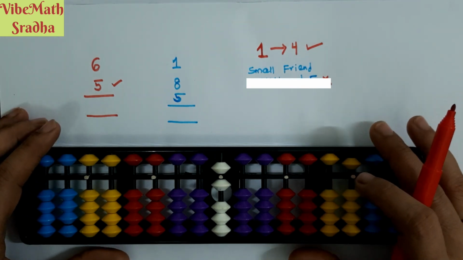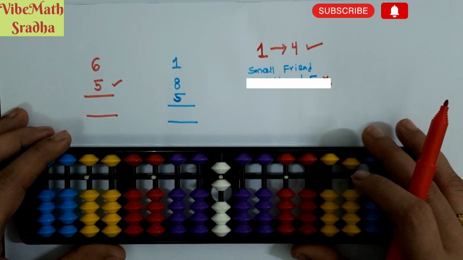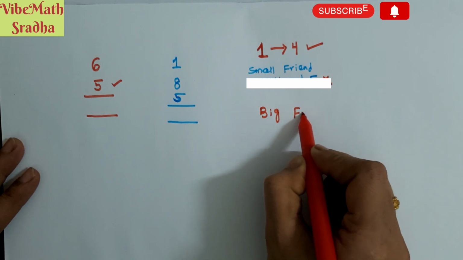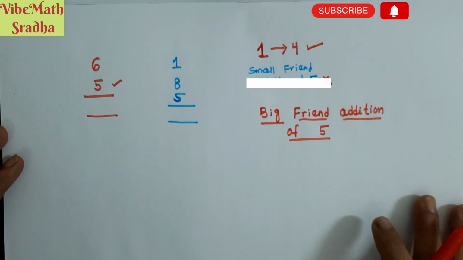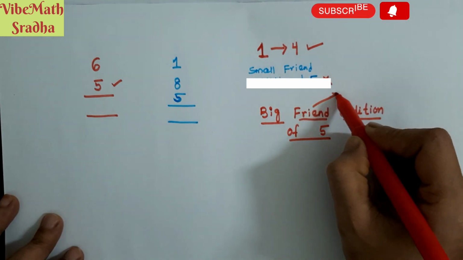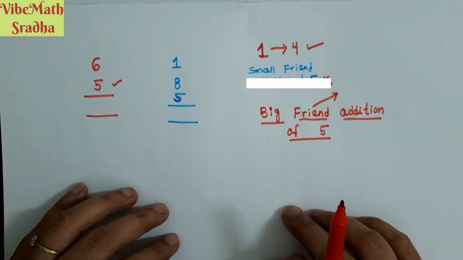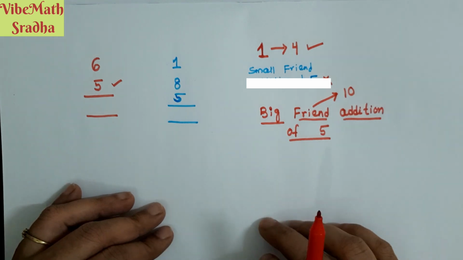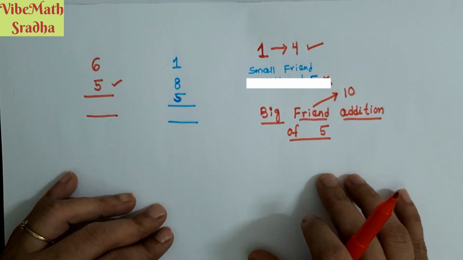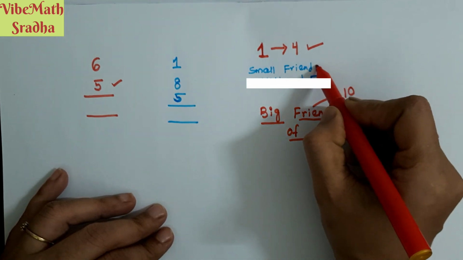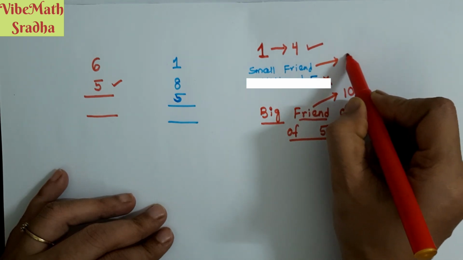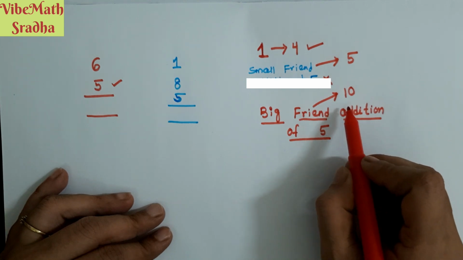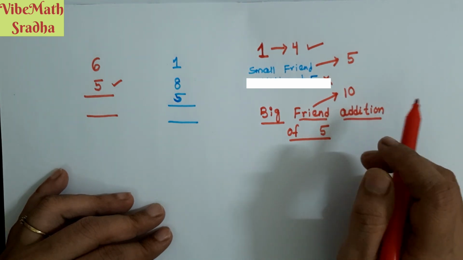In today's video we are going to learn one more formula, which is big friend addition of 5. So what is big friend? Big friends are the numbers which add up to a total of 10. So what is small friend? Small friends are the numbers which add up to a total of 5. What is big friend? Big friends are the numbers which add up to a total of 10.